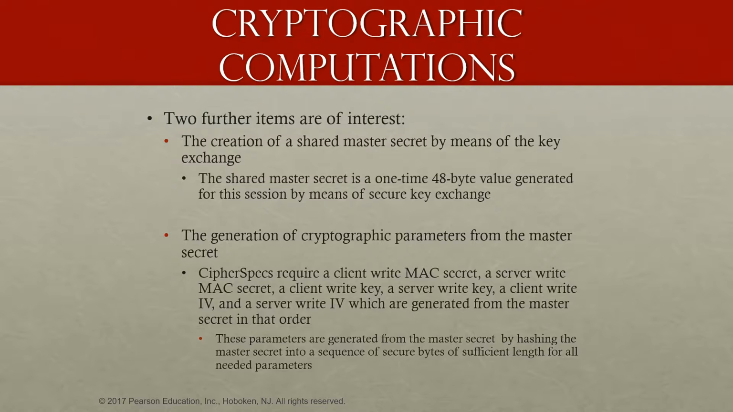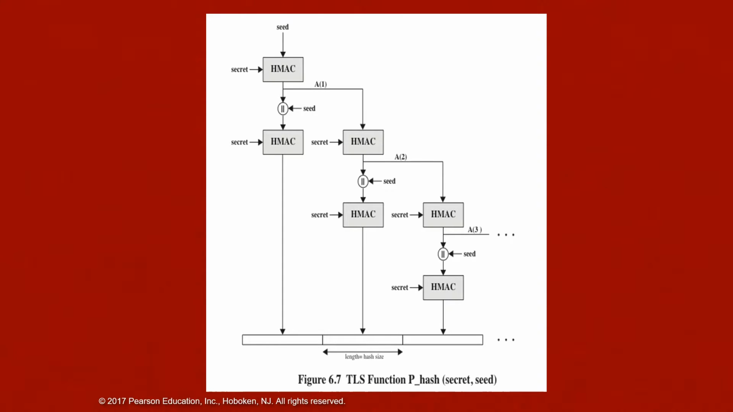For pre-master secret exchange, there are 2 possibilities. RSA: a 48-byte pre-master secret is generated by the client, encrypted with the server's public RSA key, and sent to the server. The server decrypts the ciphertext using its private key to recover the pre-master secret. The alternative is Diffie-Hellman, where both the client and server generate a Diffie-Hellman public key. And using these keys, they create the pre-master secret. In this figure, you can see the algorithm used, or the flowchart.